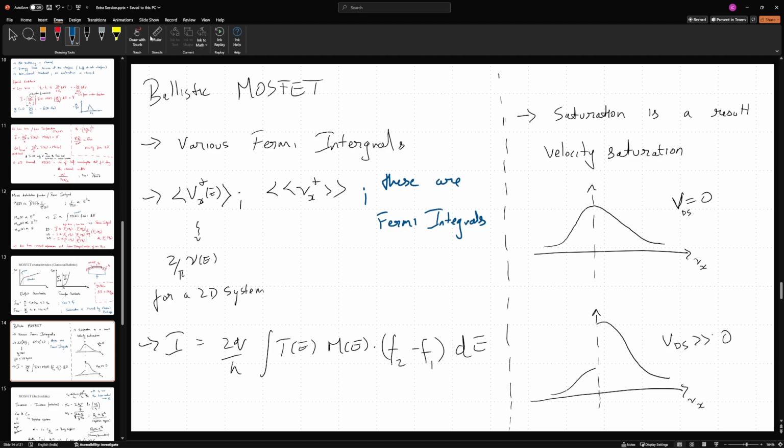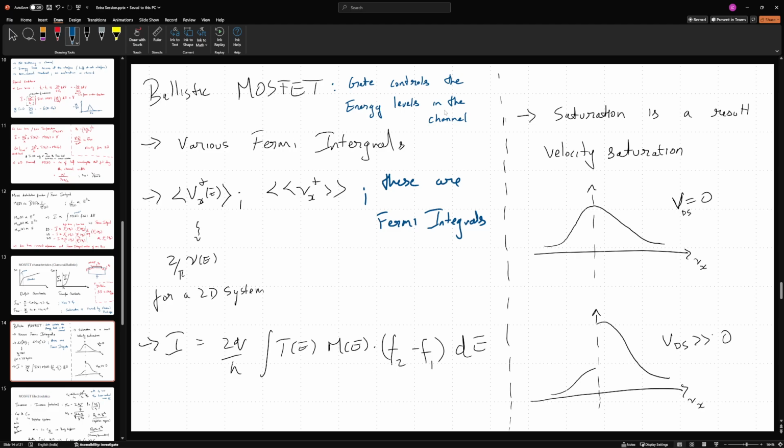So in a ballistic MOSFET, gate controls the energy levels in the channel. Essentially, this is what is happening in a bulk MOSFET also, but there are so many energy levels that I will have to treat them as a continuum.